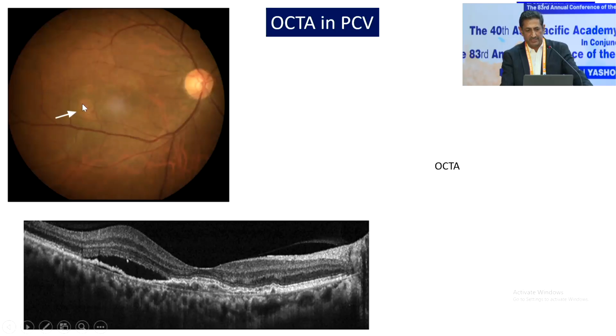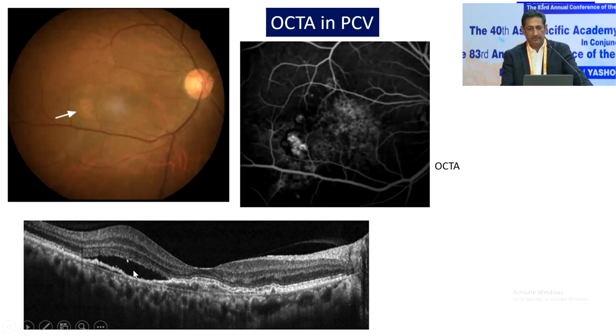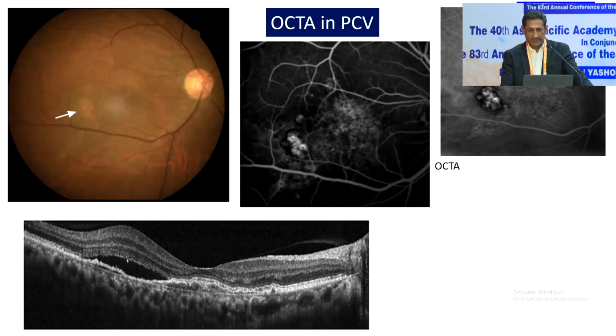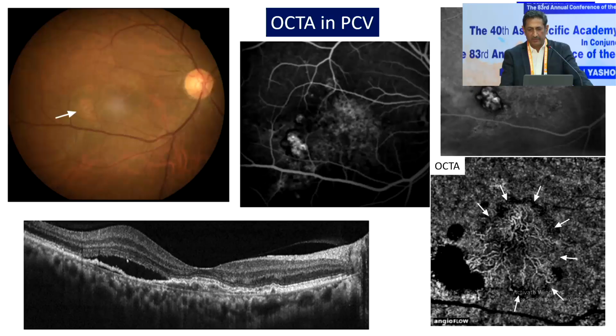So this is another case. You can see there's a subretinal lesion here. On OCT, you can see a flat irregular PED with SRF, and this is the ICG. And swept-source OCTA also is very good to look at the extent of the BVN, and it picks up the polypoidal lesions also. And this is the corresponding OCTA. So you can see the BVN is so nicely seen here. The polyps are not well seen on OCTA.